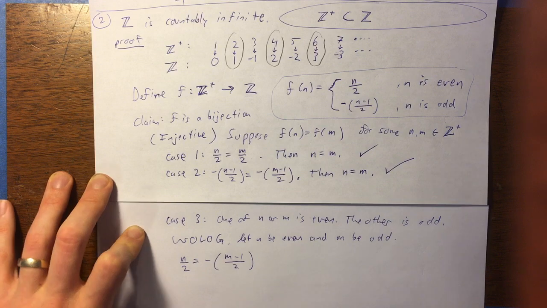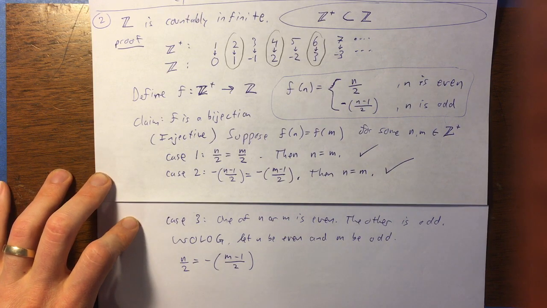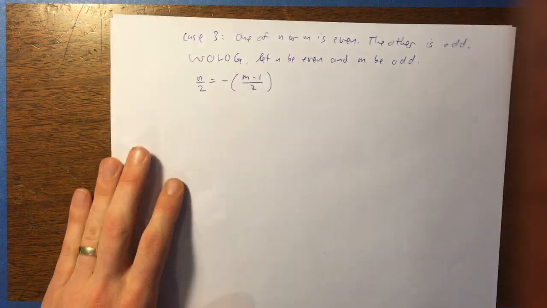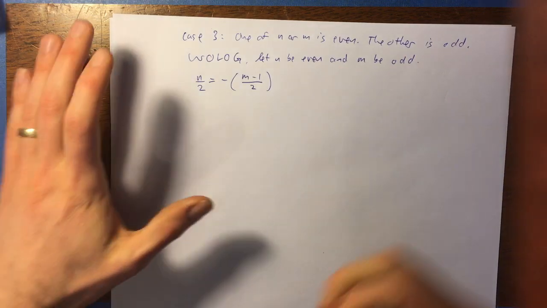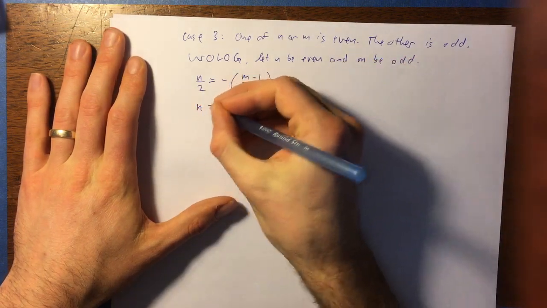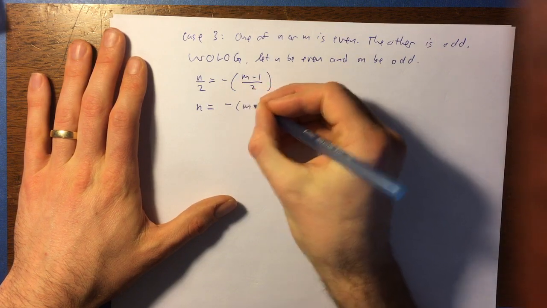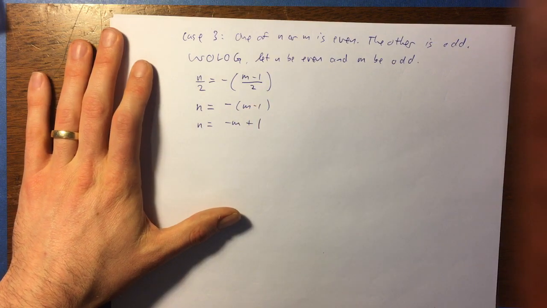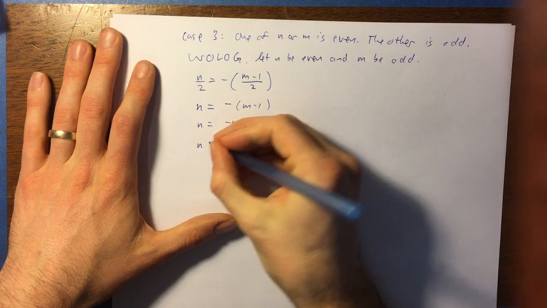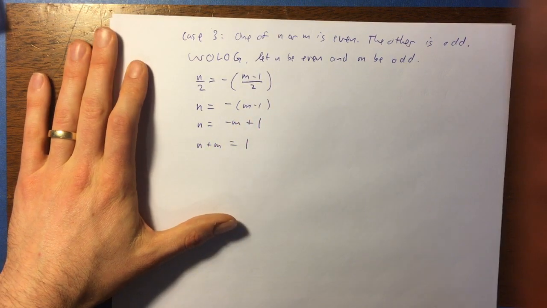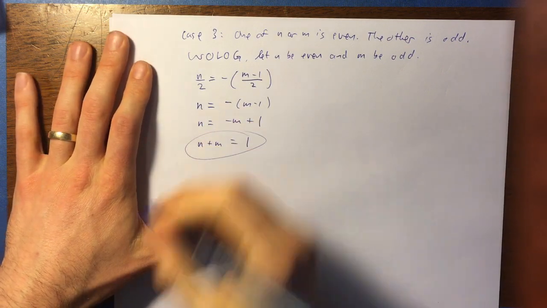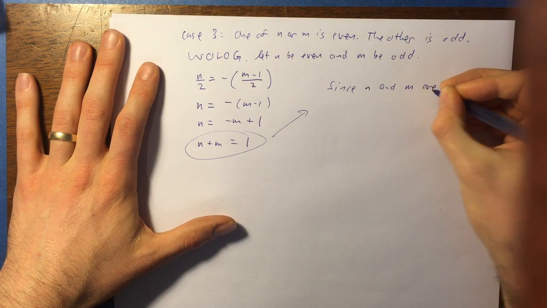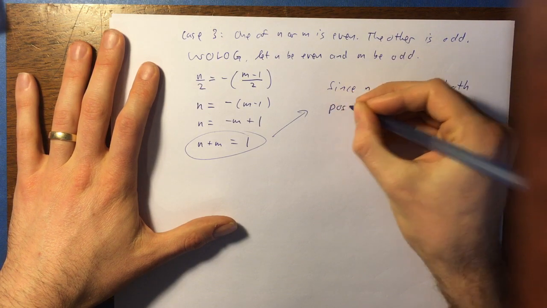So now what happens? Well, first of all, let's go ahead and multiply both sides by 2. Let's focus on this and see what happens. I'm going to multiply both sides by 2, and I'm going to get n equals negative m minus 1. So we have n equals negative m plus 1, and then n plus m equals 1. This is a bit troubling, and the reason is n and m are both positive integers.